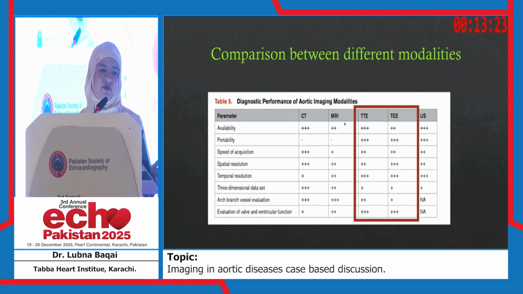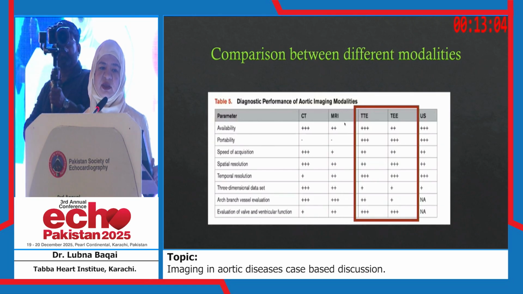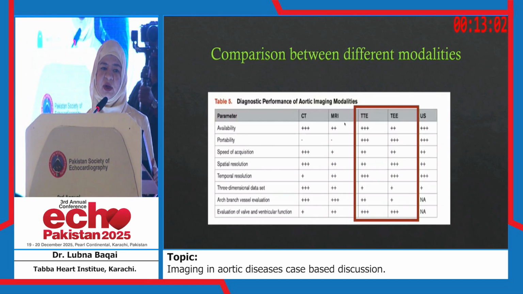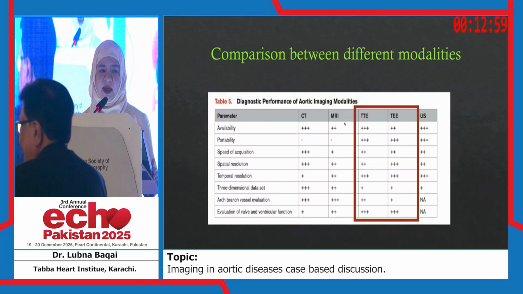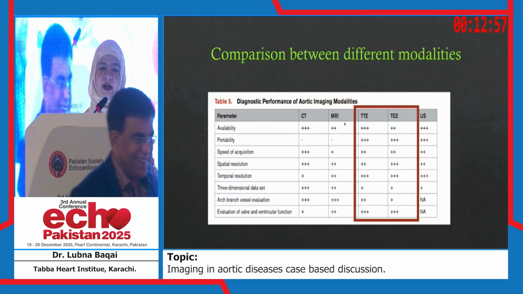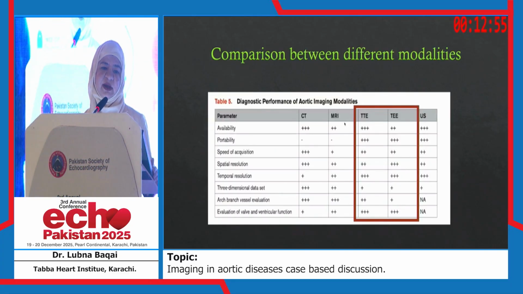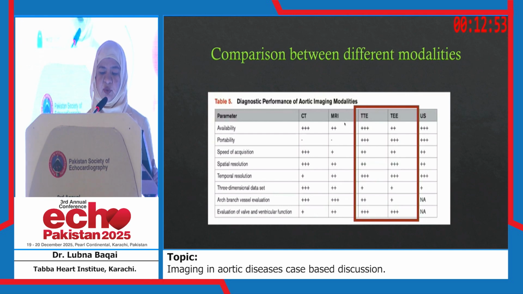Now, a comparison between the various imaging modalities. The transthoracic echo is readily available. It is portable and has a very good temporal resolution. As compared to the TEE, CT has a better temporal resolution. But with the TEE, you have both temporal and spatial resolution better than the transthoracic echocardiography. As compared to the echo, CT has a better spatial resolution, but a decreased temporal resolution as compared to the echocardiography.